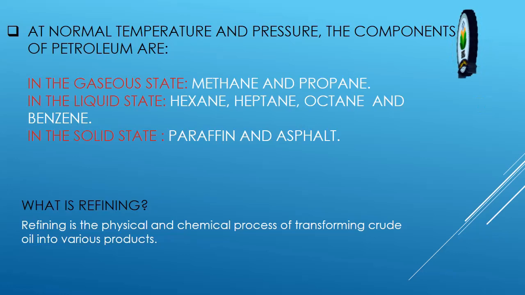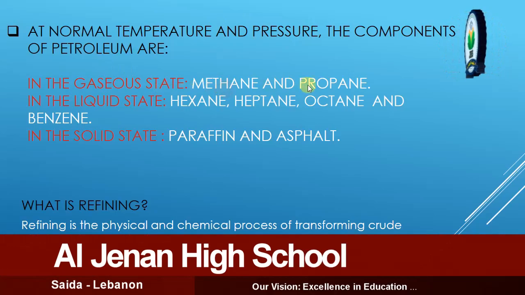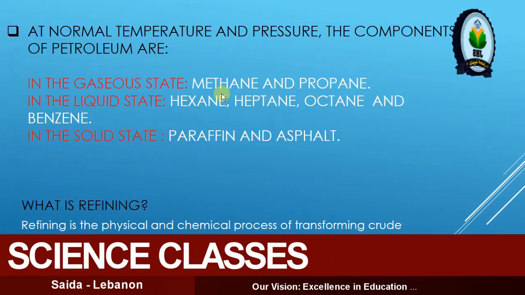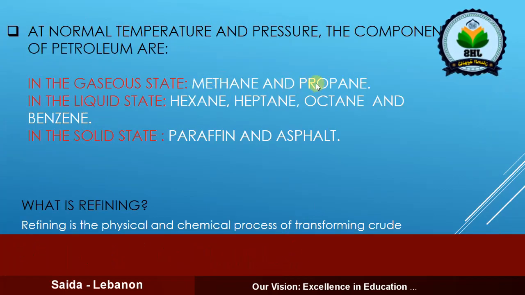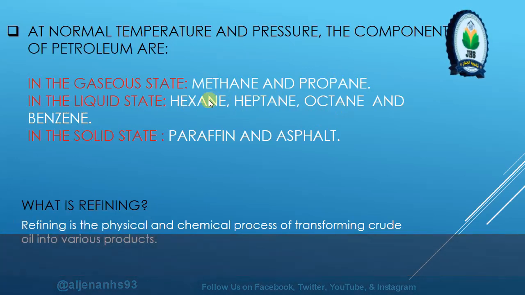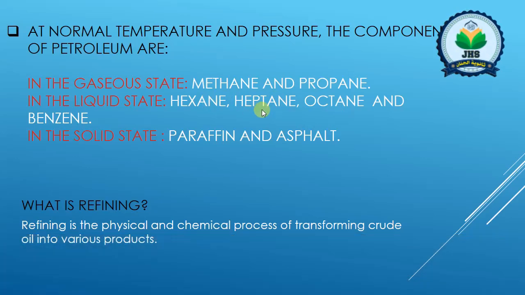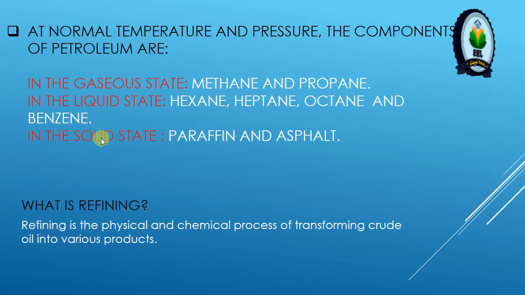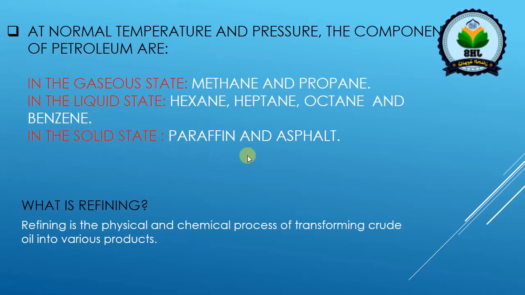At normal temperature and pressure, the components of petroleum are in the gaseous state, liquid state, and solid state. In the gaseous state, we have methane and propane, which have a low number of carbon. In the liquid state, we have hexane, which is carbon number 6, heptane, carbon number 7, octane, carbon number 8, and benzene. It's not required to know the molecular formula of benzene. In the solid state, we have paraffin and asphalt.